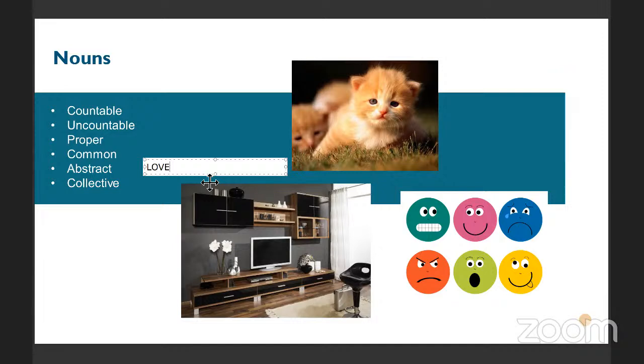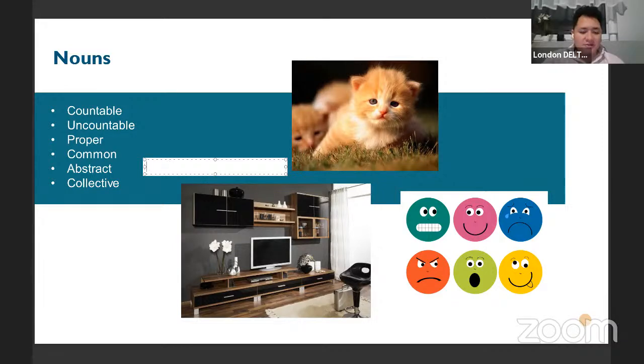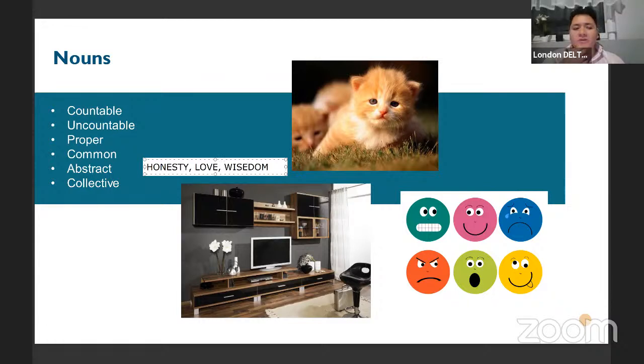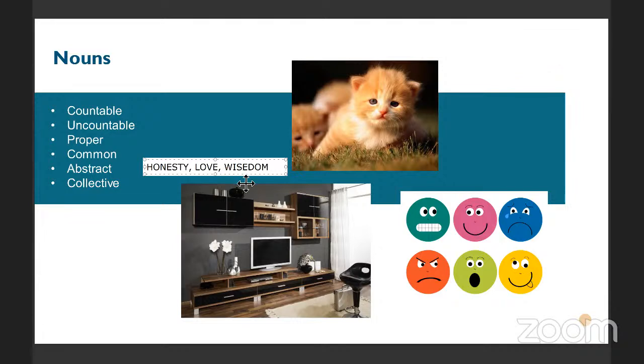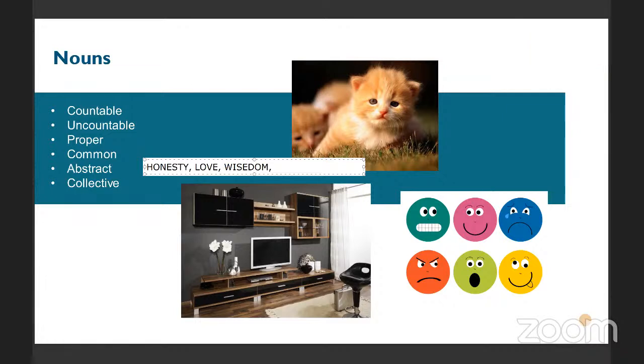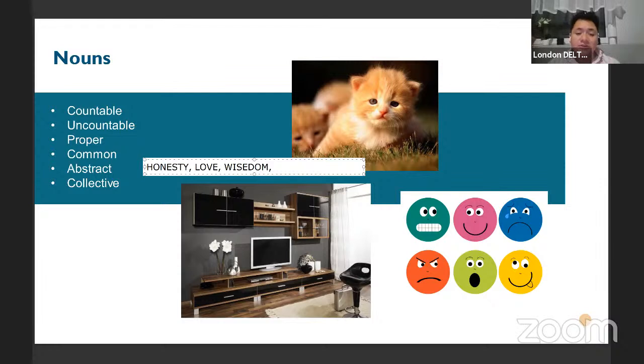Honesty. Honesty, exactly. Can it be the air? No, in this case air is not abstract. Air is something physical. Honesty, love, wisdom are concepts to explain things that are abstract, right? So feelings. Yes, all the feelings, for example, are abstract nouns.